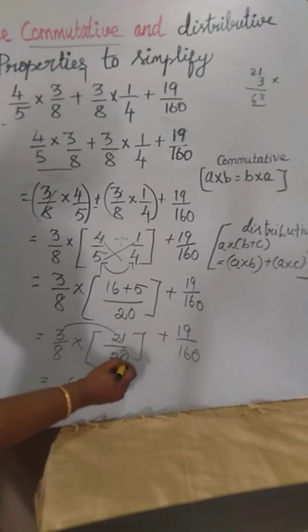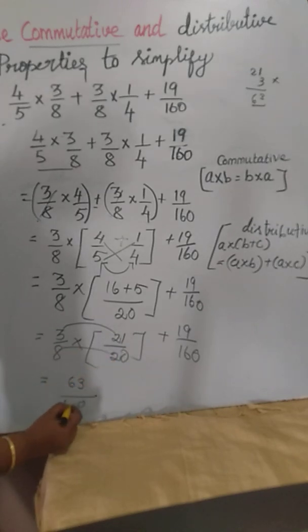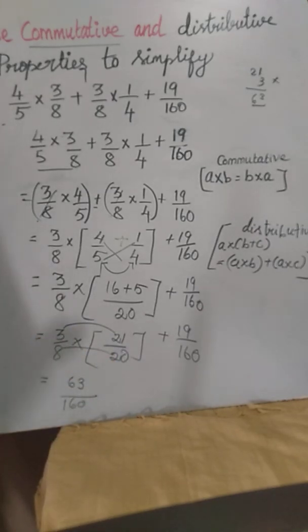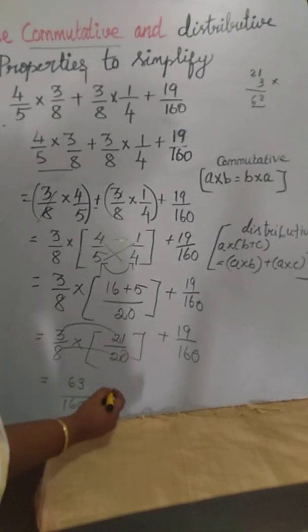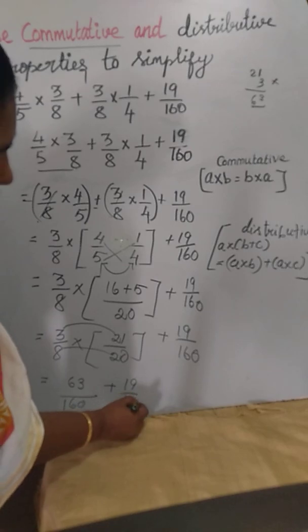Here 8 into 0. Yes, 8 into 0. Any number multiplied with a 0, we get a 0. So next 8 2s are, yes, 16. So 160. So balance plus 19 divided by 160.